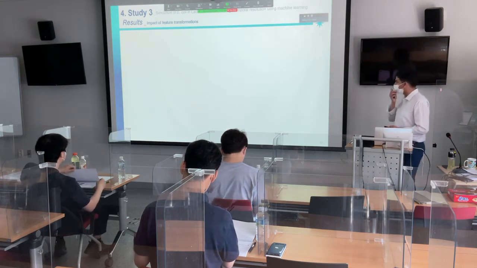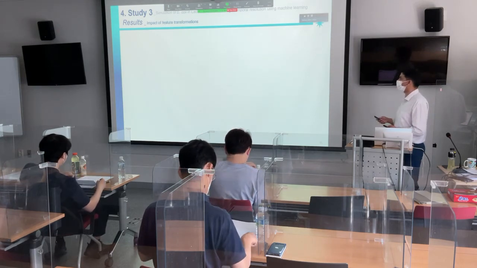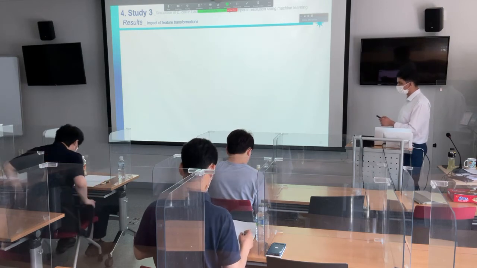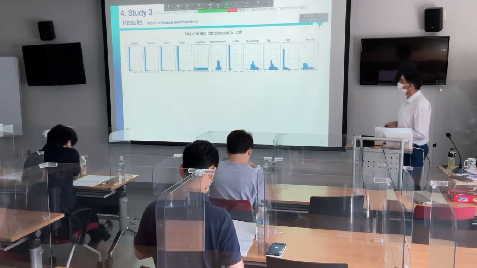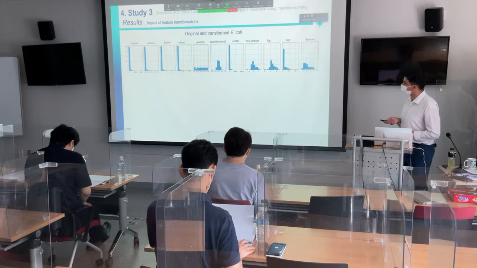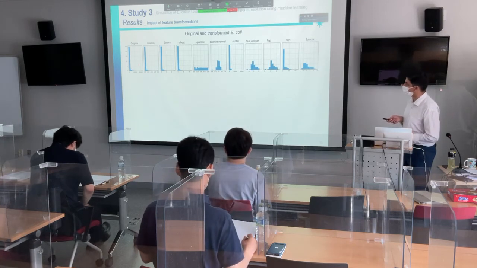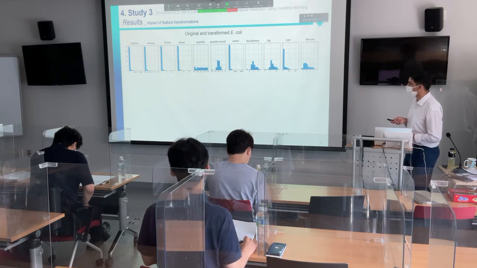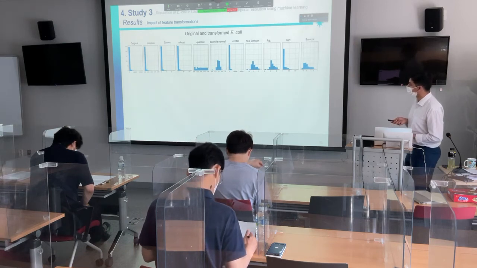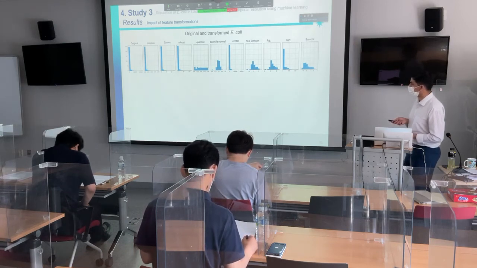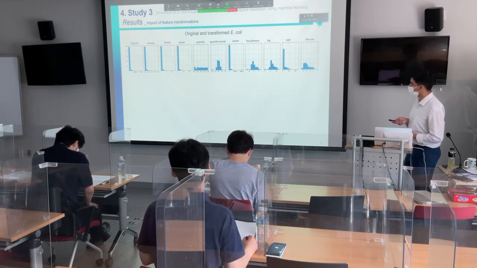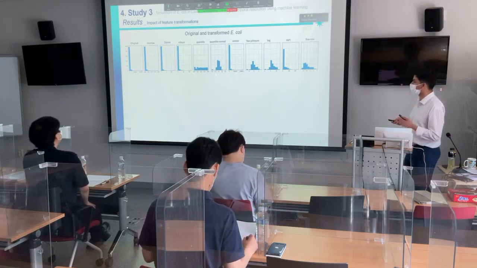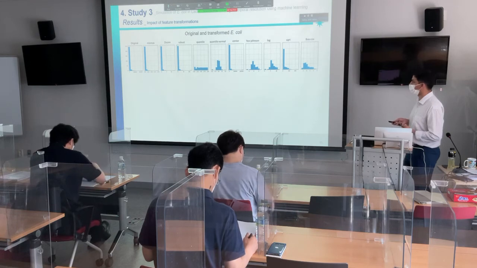So next, I wanted to show the impact of data transformation on model performance. Here is the distribution of my original E. coli data, and I applied several transformations, and these are the resulting distributions. We see that some of the transformations only change the scale and do not change the distribution. On the other hand, some transformations change both the scale as well as the distribution.